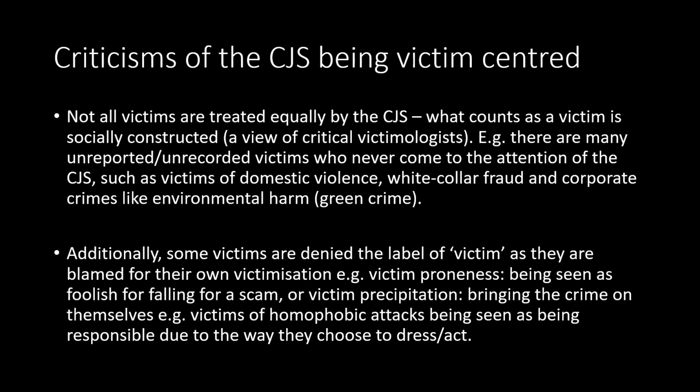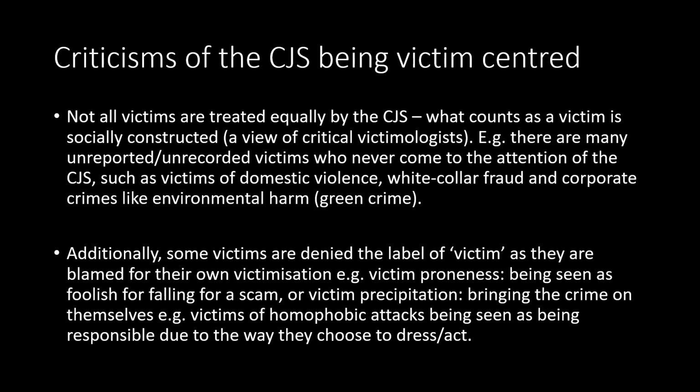Now, the criticism of this is that not all victims are treated equally. What counts as a victim is socially constructed, coming back to labelling theories and interactionism: for someone to be labelled as a victim, they often need to fit particular views and characteristics of a victim. And in some cases, women particularly who go through the criminal justice system can be judged as responsible for experiencing crimes, particularly in sexual abuse cases. We also have domestic violence, white collar fraud, and corporate crimes. These are often not seen as criminal. And again, think about environmental crimes.